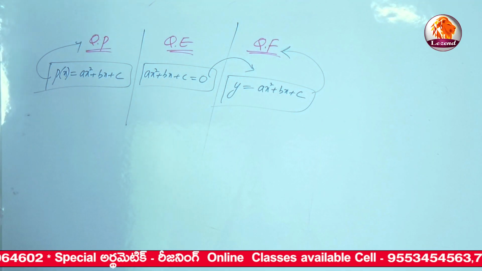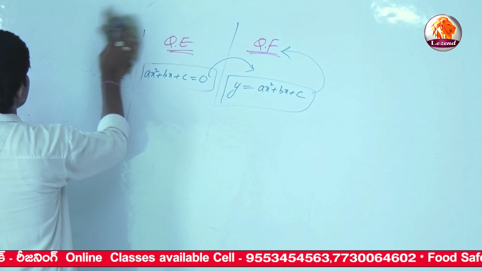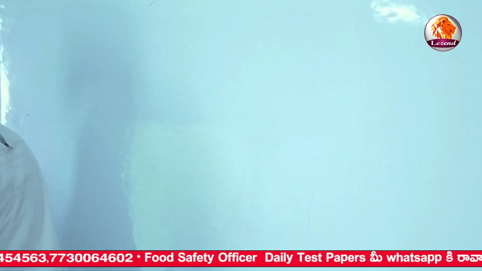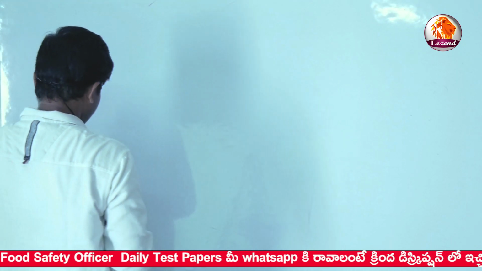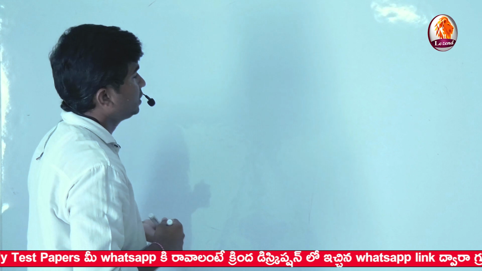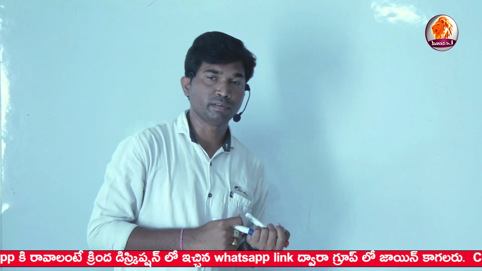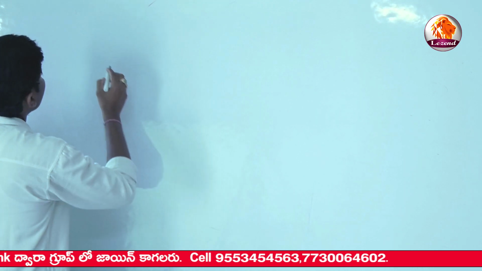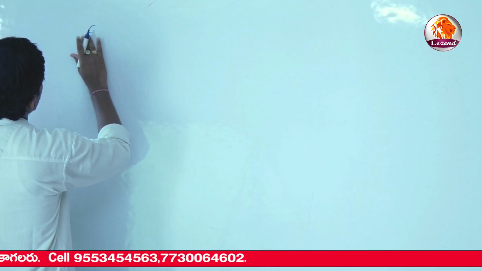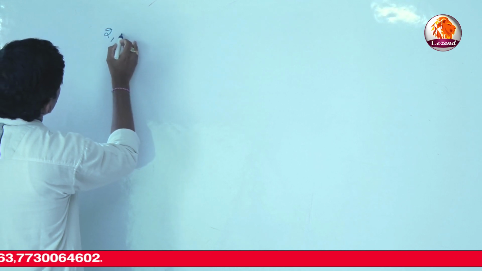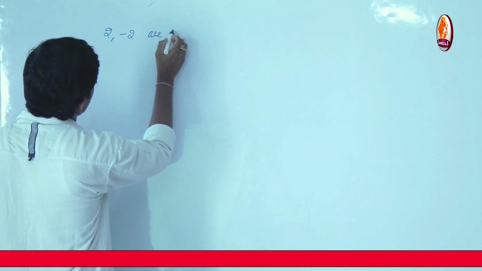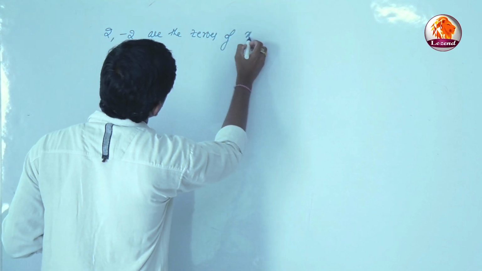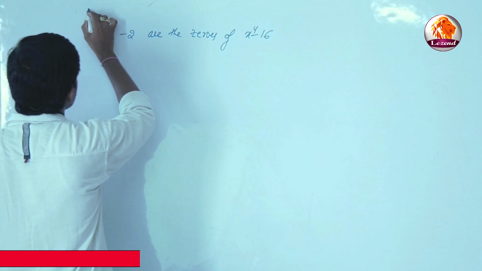Now, sometimes they raise questions in section 1 and section 2, very short and short answer type questions. Check whether 2 and minus 2 are the zeros of x power 4 minus 16. This is one type of question.